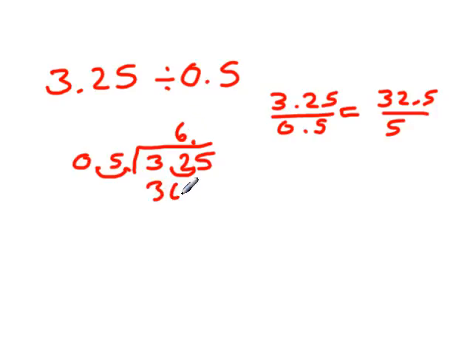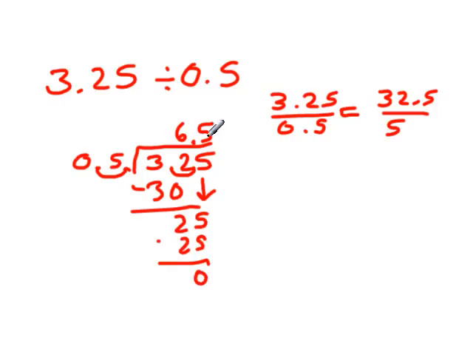So like 5 goes into 32 6 times. 6 groups of 5 is 30, so I have a remainder of 2. Down my 5. 5 goes into 25 5 times, and we get down to a remainder of 0, so we know we're done. Okay, so the answer is 6.5. If you wanted to, you could completely get rid of the decimal. You could take it another stage.